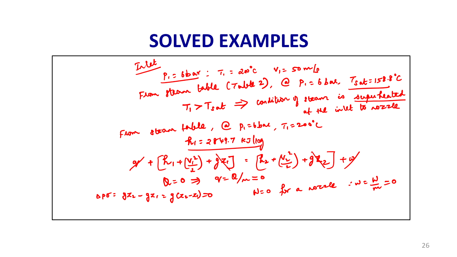Now, we are left with H1 plus V1 square by 2. There are only 4 terms, 2 terms on the left side. So, this equation will reduce, the steady flow energy equation will reduce to H1 plus V1 square by 2 is equal to H2 plus V2 square by 2.